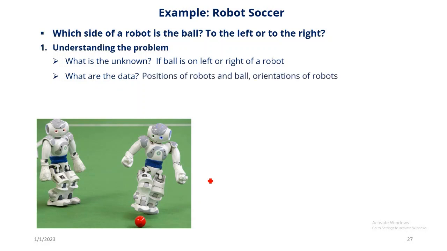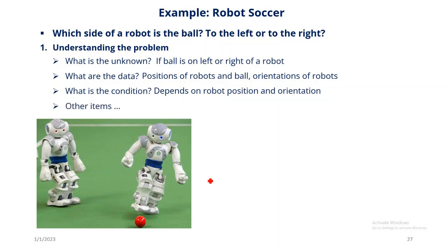The positions of the robot and the position of the ball, and the orientations of the robot, which direction the robot is facing. Just like for us human beings, if you ask me if the ball is in my front or my left or my right, it is going to depend on which direction I'm facing and the position that I am in. So what are the conditions? It depends on robot position and robot orientation. Other items may be considered.